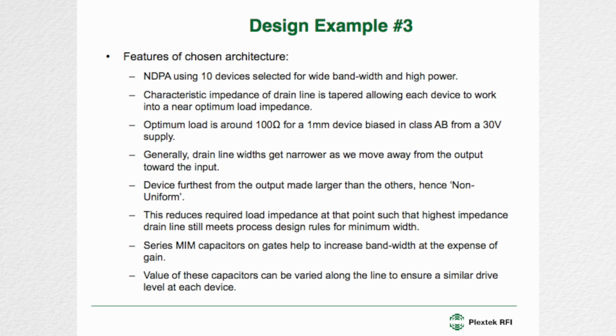So the non-uniform distributed power amplifier we chose has 10 devices, and you taper the characteristic of the drain line so that each device is operating at a near optimum load impedance. For this process, it was about 100 ohms per millimeter of gate width. Class AB bias, 30 volt operation. Generally, the drain line gets narrower as you move away from the output. The device furthest from the output is made larger so that the drain line is still a vaguely sensible width, hence non-uniform.